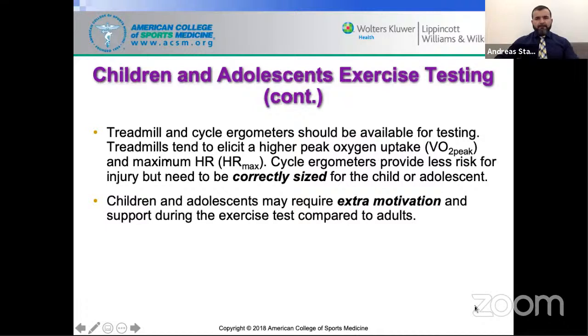Correctly sized if we have to do it, and they may need extra motivation because they don't really understand why you put them through this. Okay.